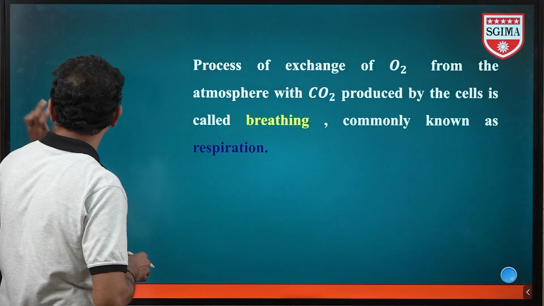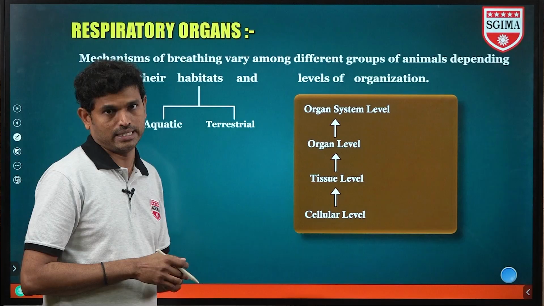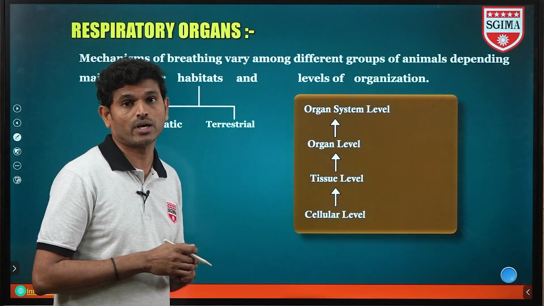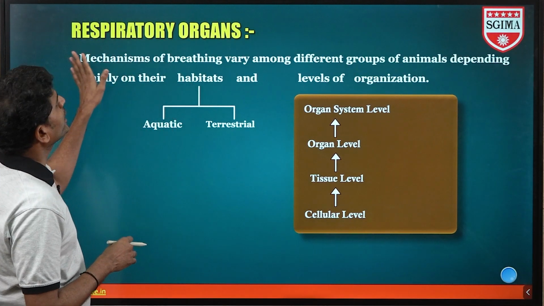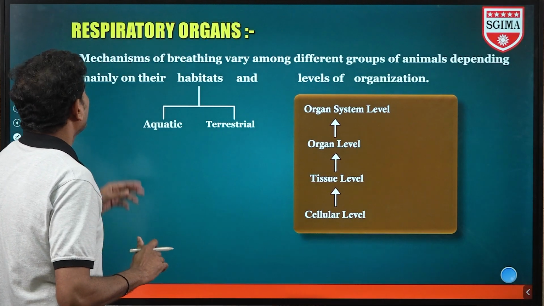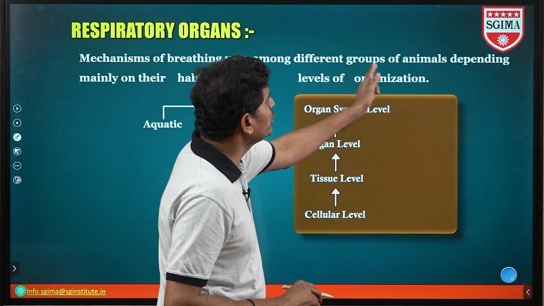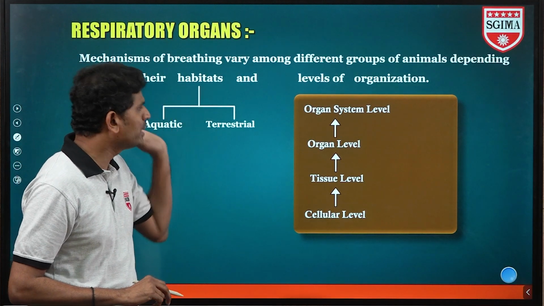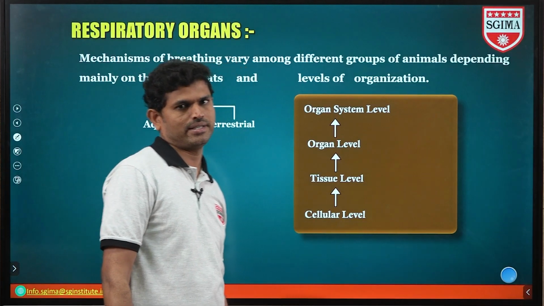Next, the first subtopic from the NCERT, that is respiratory organs. Respiratory organs, ये important है थोड़ा सा. Match the following में respiratory organs से question पूछ सकते. Chances will be there. Already you know that. Okay, now respiratory organs, A slide में क्या दे दिया? Once we can see this. Mechanism of breathing varies among different groups of animals depending mainly on their habitats and levels of organization. They given here it is.